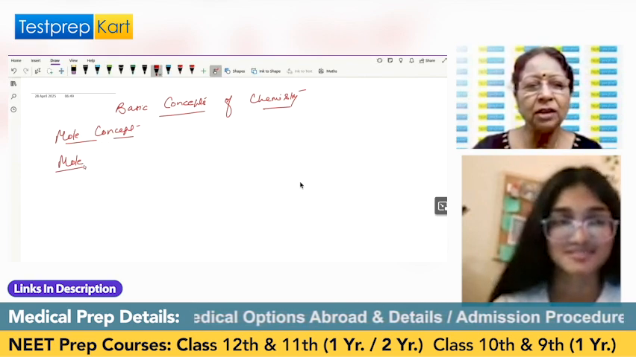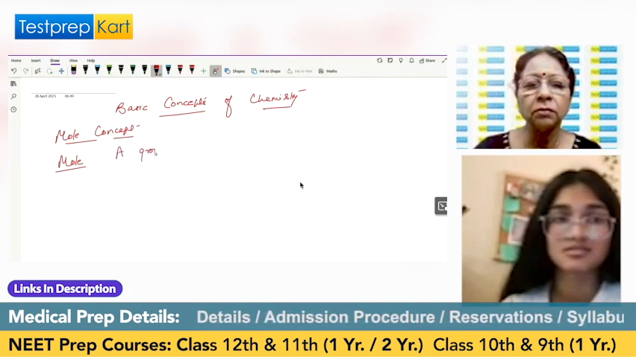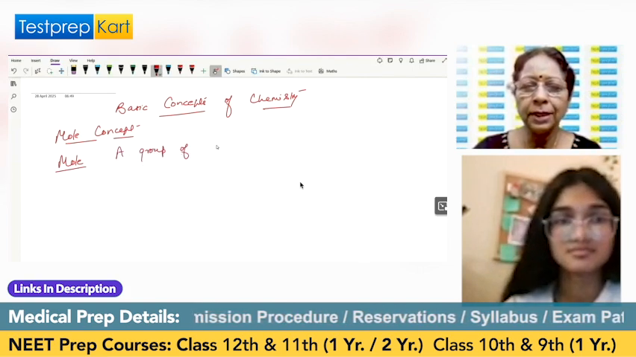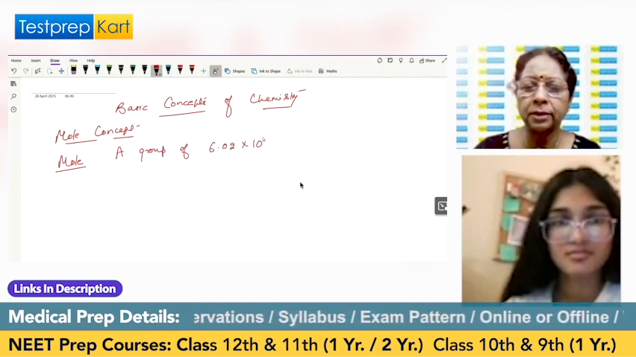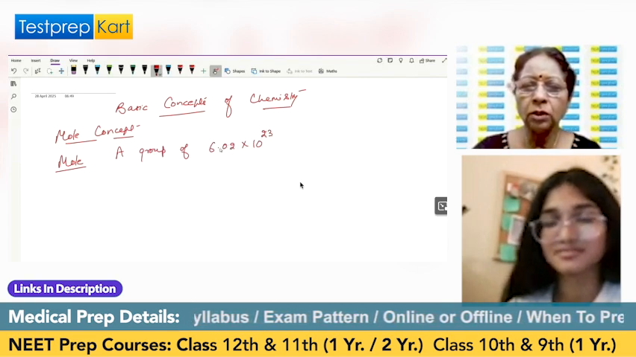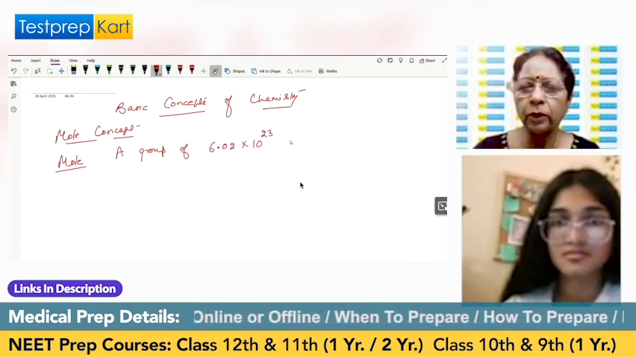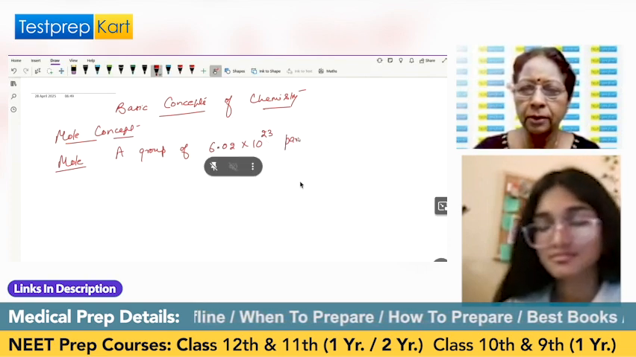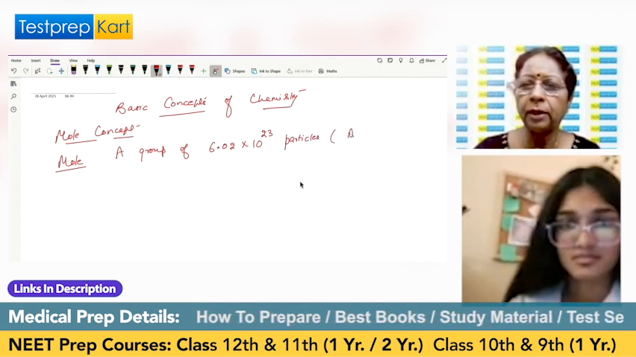Thank you. So, let's see what a mole is. A mole is nothing but a group of a particular number of particles. That particular number is 6.02 into 10 raised to power 23 particles. These particles can be atoms if you have an element. An element will have these many atoms.